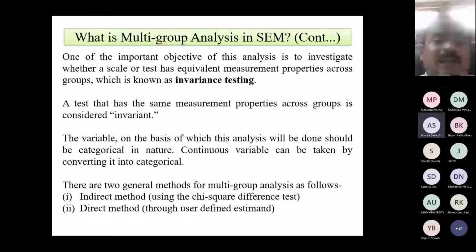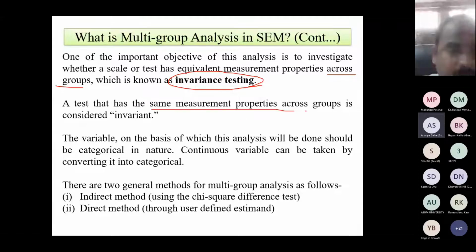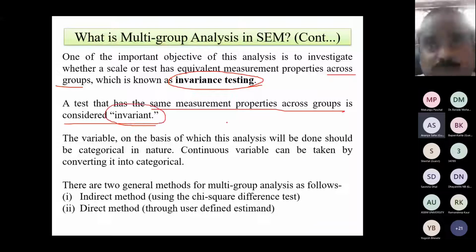In the multi-group analysis, as I said, we are going to measure the properties across the groups, which is called invariance testing. So the same measurement properties across the groups are considered to be invariant. If the same measurement properties are produced by our testing, then we can say the measurement is invariant.